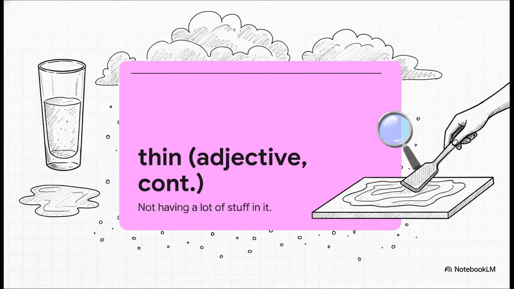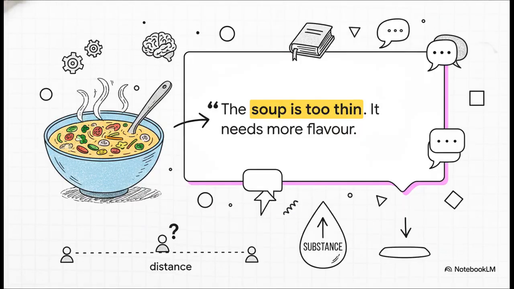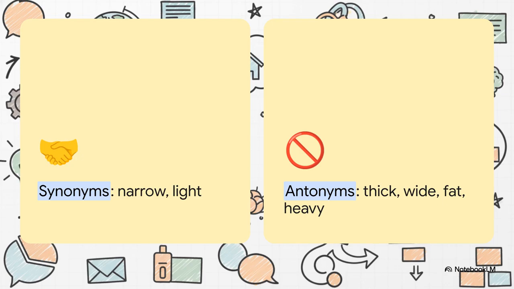But wait, thin isn't done yet as a describing word, not by a long shot. It can also describe the substance of something, its density. Think about something that's kind of watery or maybe spread out. Here we go, another great everyday example. The soup isn't thin like a wall is thin. It's thin in its consistency. It's watery, it doesn't have much body to it. So just like that, you've got one word doing two totally different descriptive jobs. Pretty cool, right?